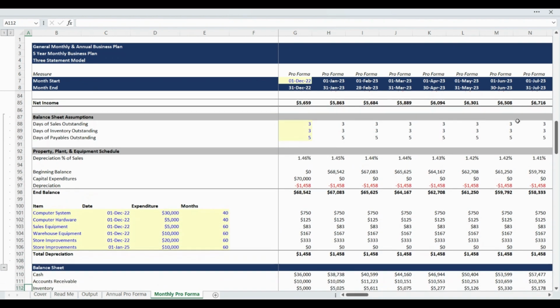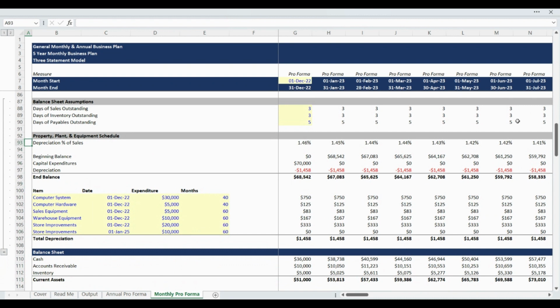It is now time to input the balance sheet assumptions. The days of sales outstanding, used to calculate accounts receivable, and the days of payables outstanding, used to calculate accounts payable, are entered next. These are key inputs that impact the balance sheet as well as working capital, which impacts the statement of cash flows.